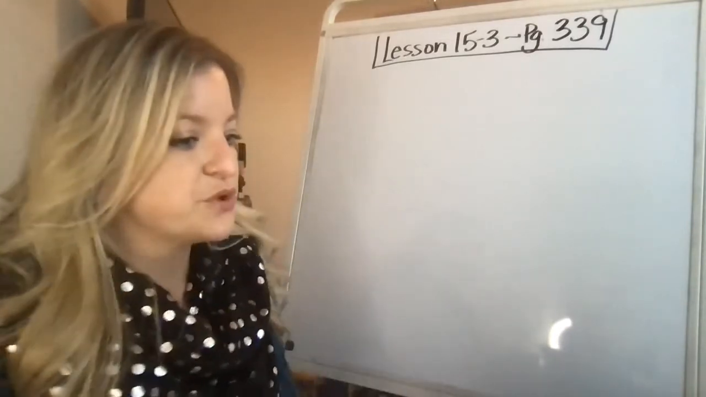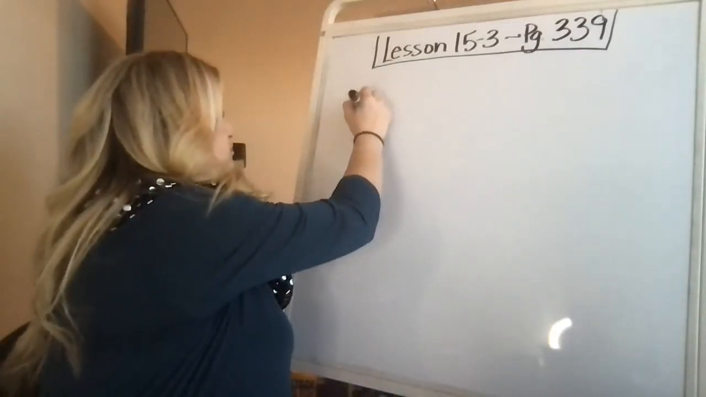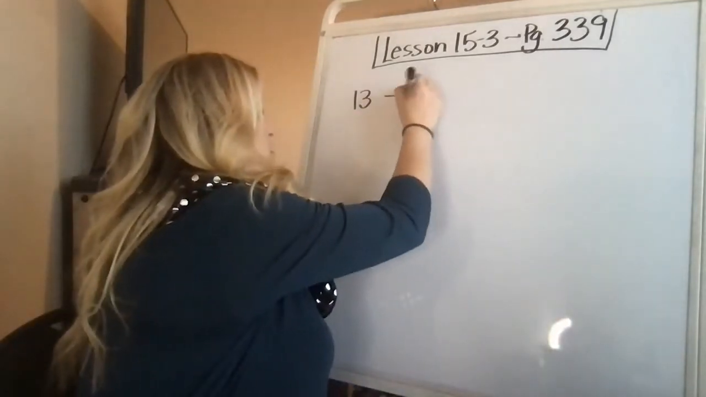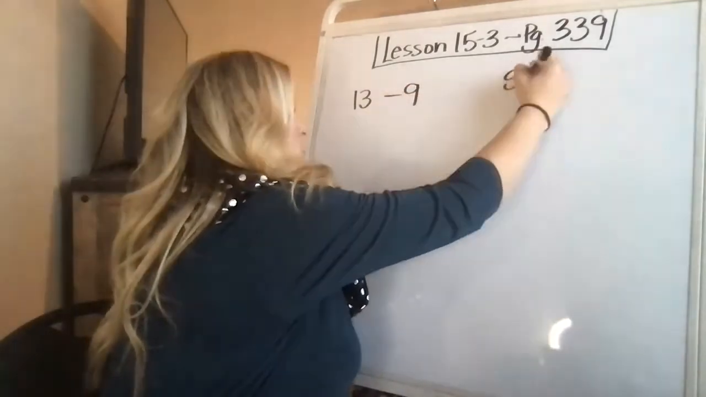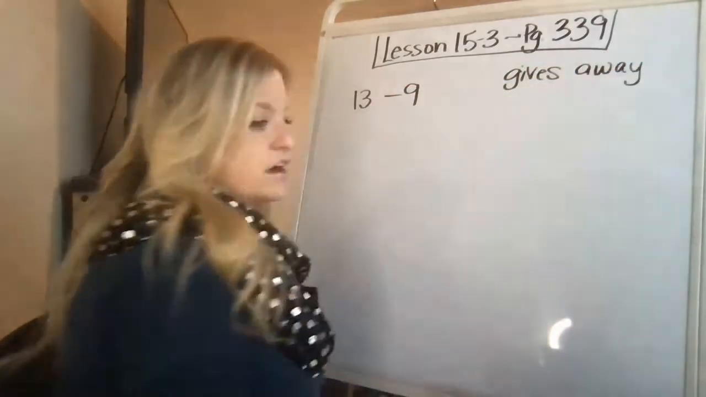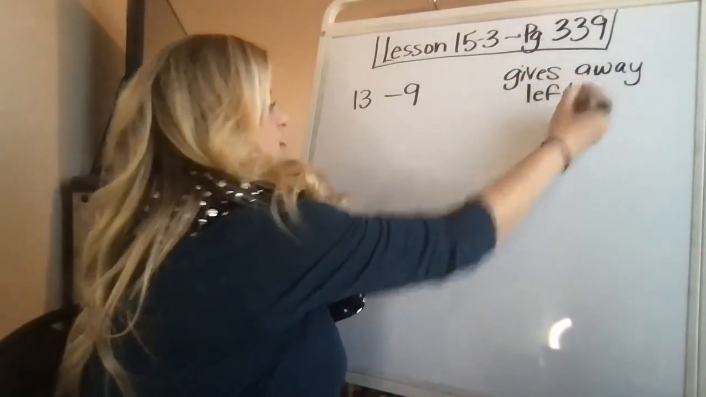So at the top of page 339, it says Ava has 13 beads. She gives away 9 beads. Remember, that's your word clue. You would put a box around gives away. I'll put those up there. How many are left? Left also means we're subtracting.